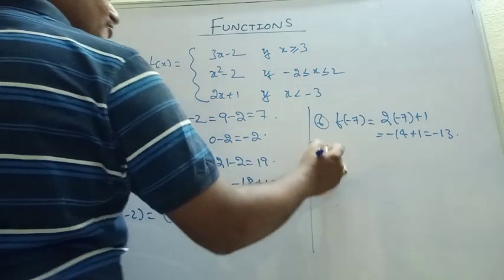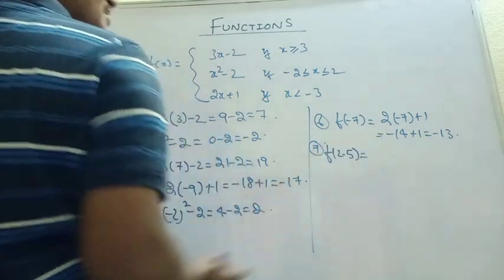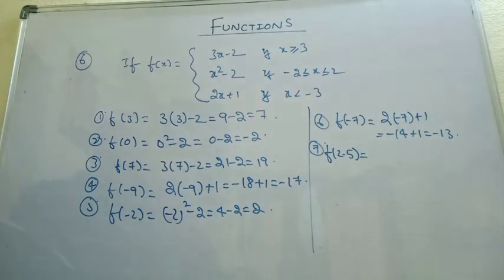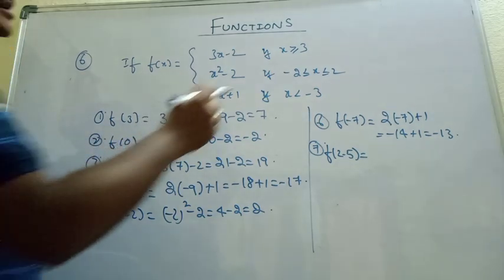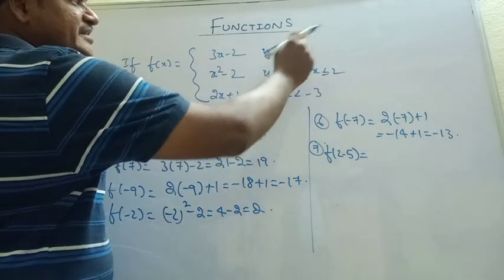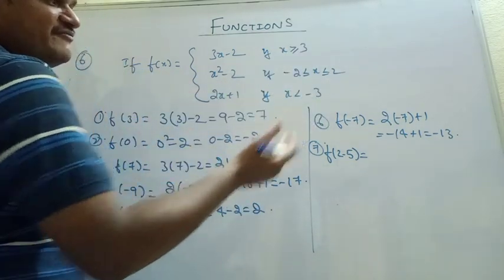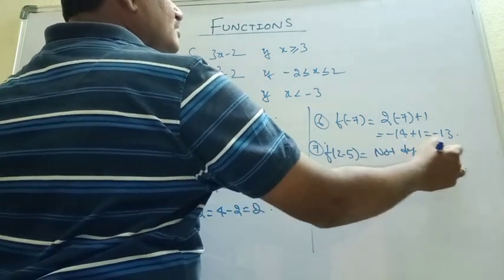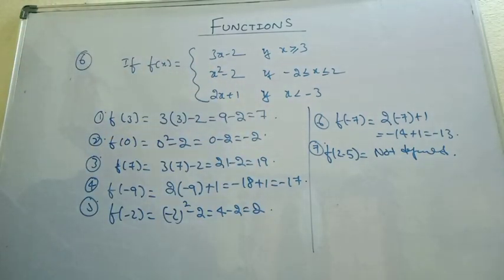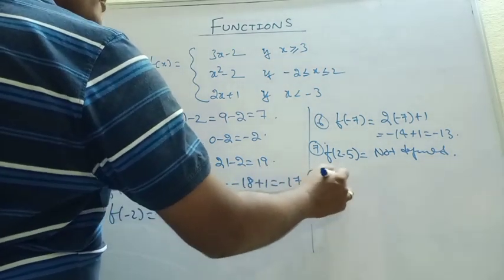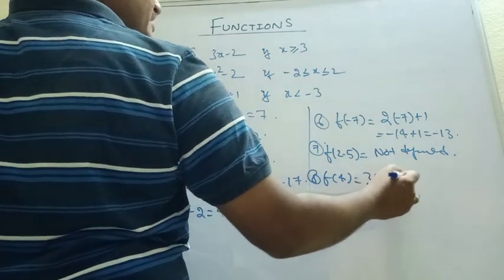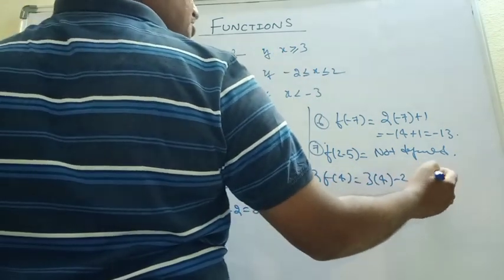Next, f of 2.5. f is defined only when x is between minus 2 and 2, x is greater than or equal to 3, or x is less than minus 3, but f of 2.5 is not defined here. You have to write not defined. 2.5 is not at all defined. Then f of 4: x is greater than or equal to 3, so 3 into 4 minus 2, 12 minus 2, that is 10.